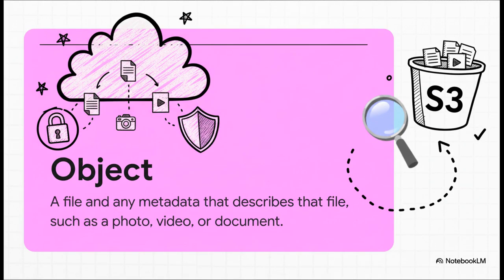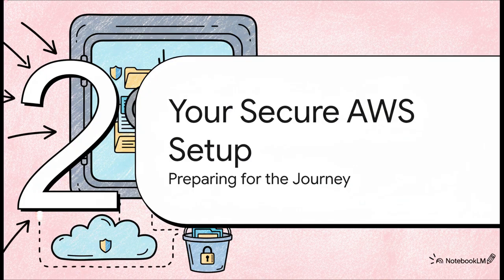And the second concept? The object. So what goes inside your bucket? Objects. An object is just the file you want to save. It could be a photo, a document, a video, whatever, plus a little bit of info that describes it. So it's super simple. Buckets hold objects. That's it.